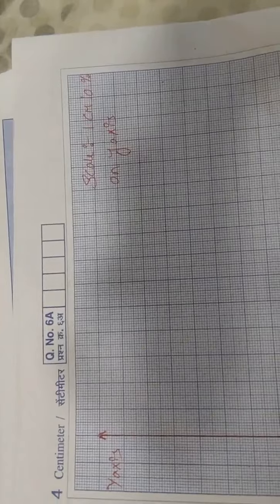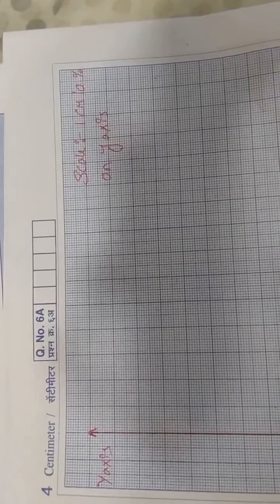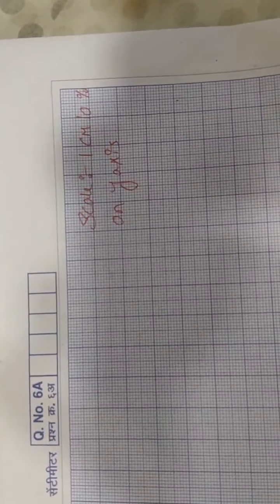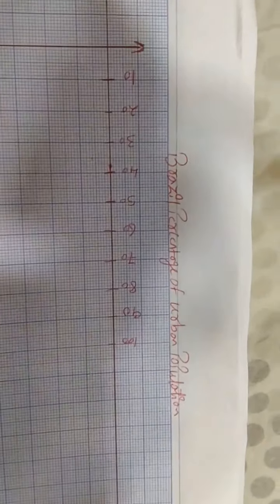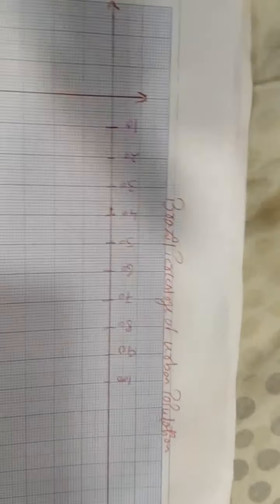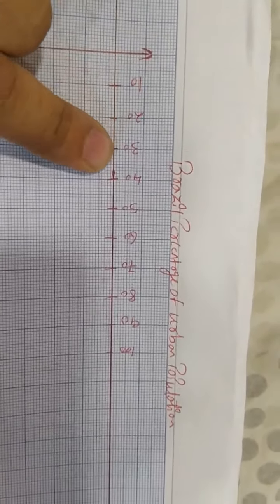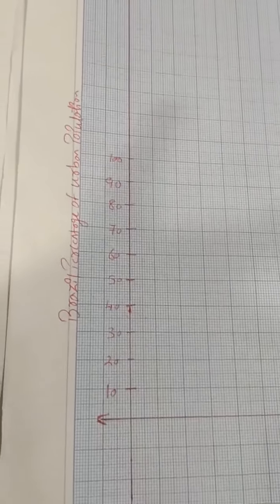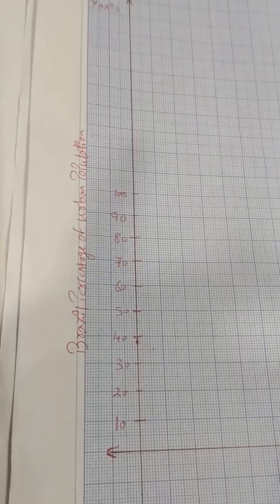See, this is how we have to write on the right hand side, top of the right hand side, the scale. I have written here 1 centimeter is equal to 10% on the y-axis, which we are going to use. Now I have written the scale on the y-axis. For the Brazil percentage of the urban population, I have used 1 box for 10, 20, 30, 40, 50, 60, and have gone up to 100. That depends on my data. So this is my y-axis, and I have done the scaling on it.